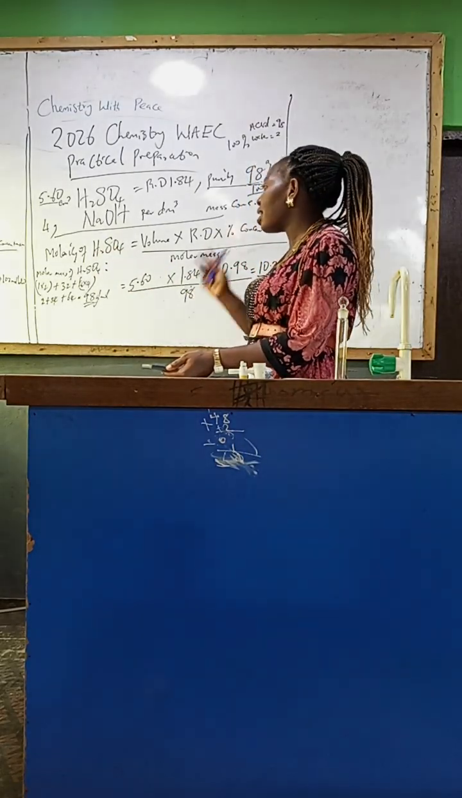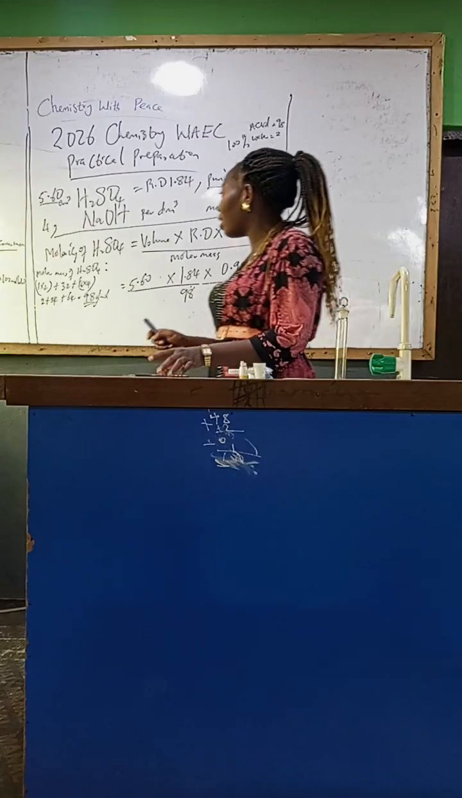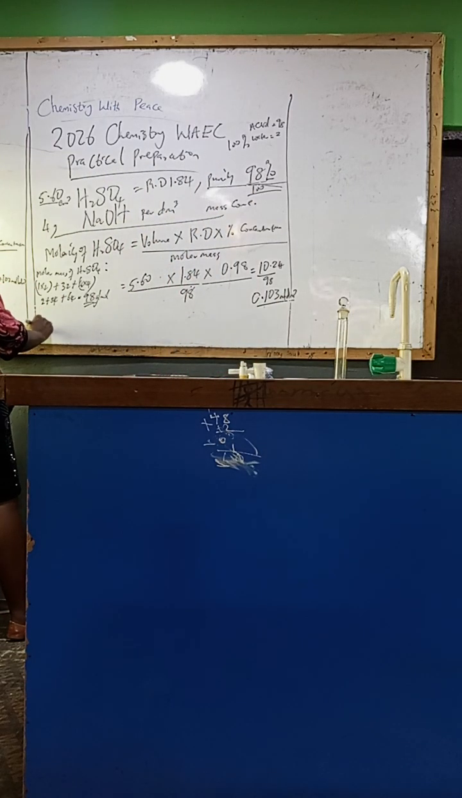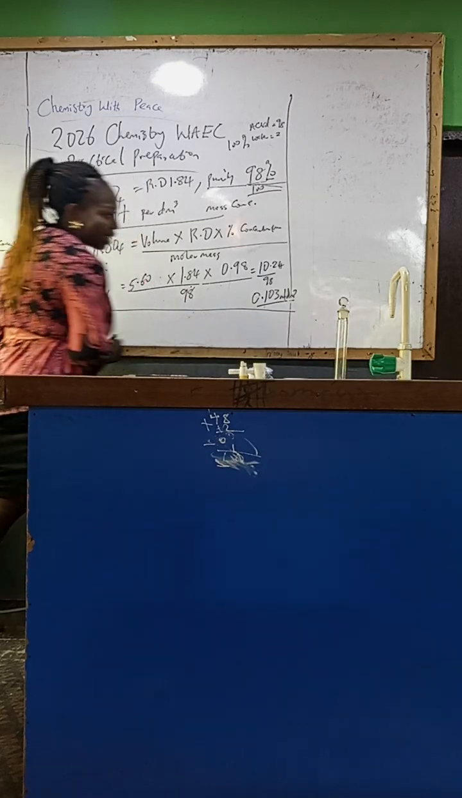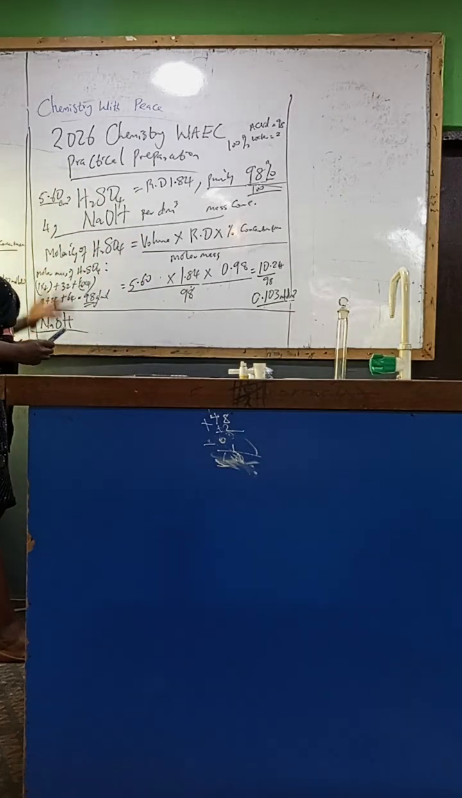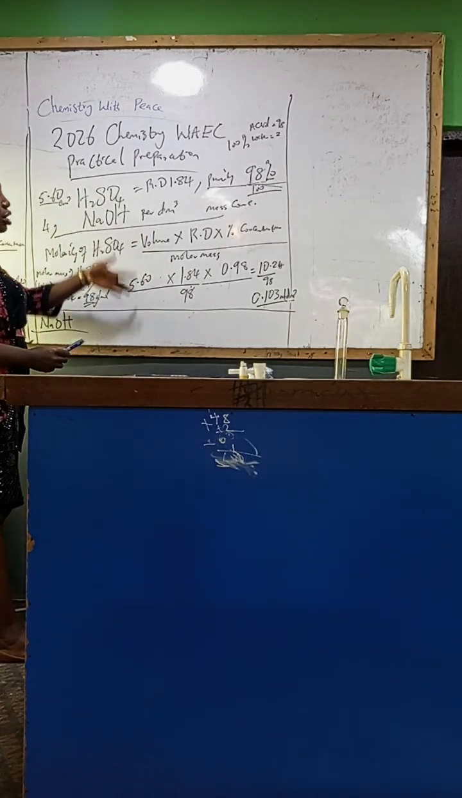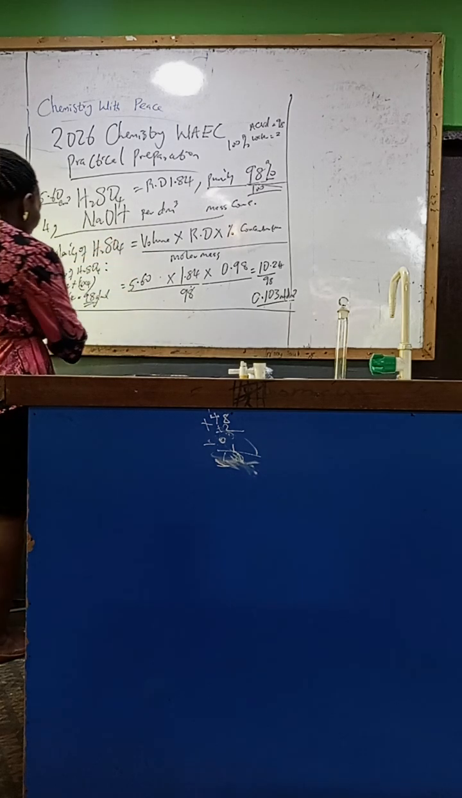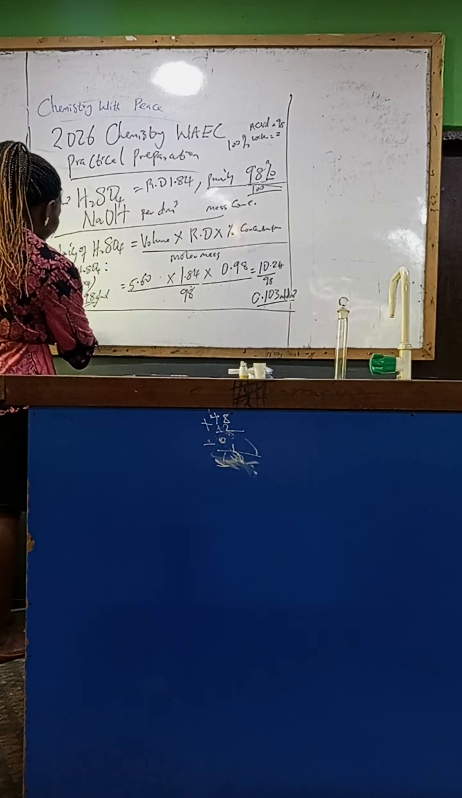Then in the same way, we are also going to find the molarity for sodium hydroxide. For sodium hydroxide, we are given the mass concentration. So we are not going to calculate it this way. What we are going to use for this one is the molar concentration.